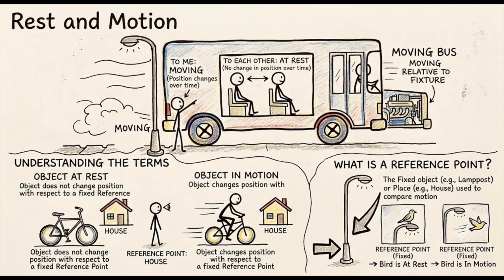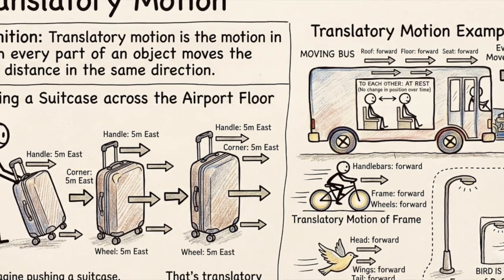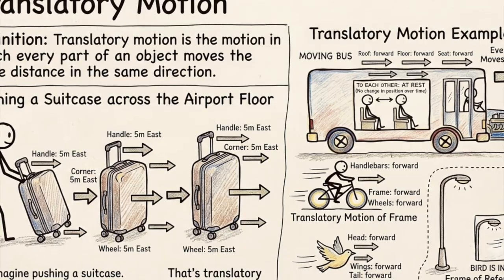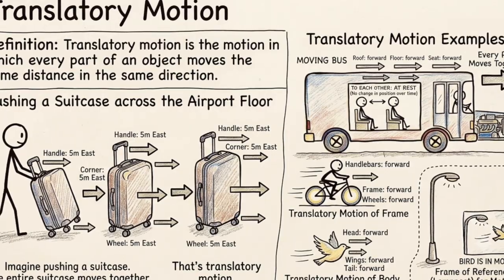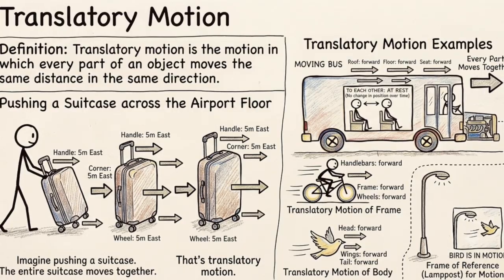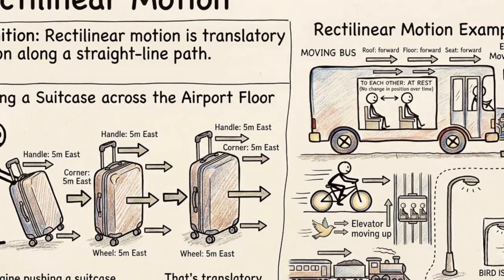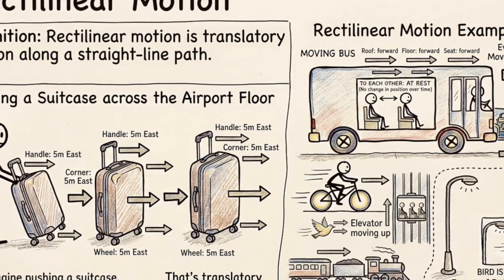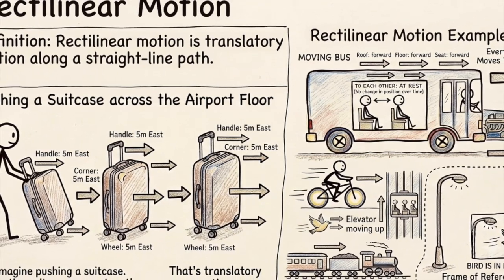Now let's take a look at the different types of motion. And let's understand the different ways objects move. Translatory motion. Translatory motion is a motion in which every part of an object moves the same distance and in the same direction. Imagine pushing a suitcase across the airport floor. The entire suitcase moves along with you together. That's translatory motion. Rectilinear motion. Rectilinear motion is translatory motion along a straight line path.